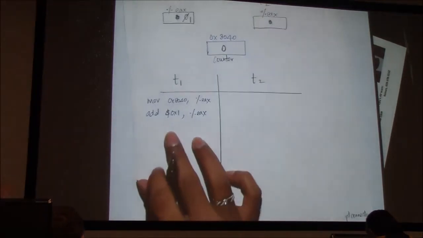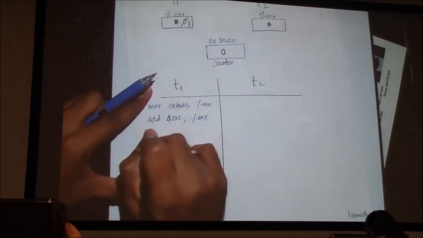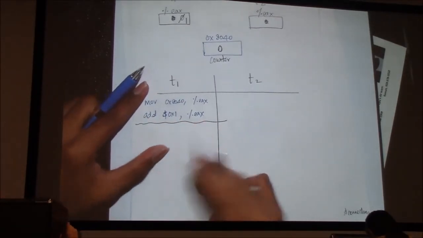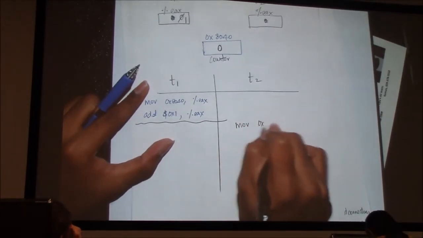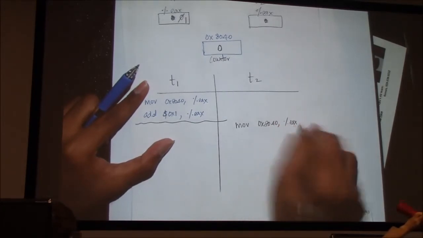Now EAX becomes plus 1. At this time, if the operating system decides to run the other thread, because these 2 threads are running concurrently, then what happens is this thread is paused currently after this instruction, and the next move happens here. Move 0x80, to EAX happens here.